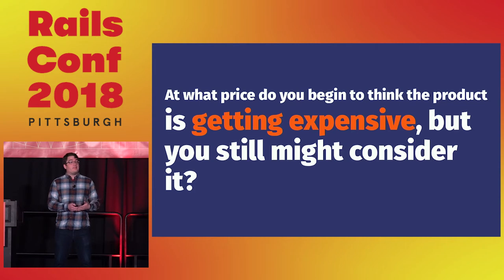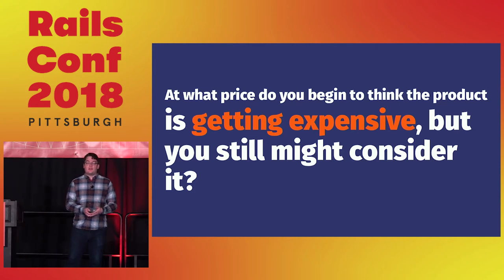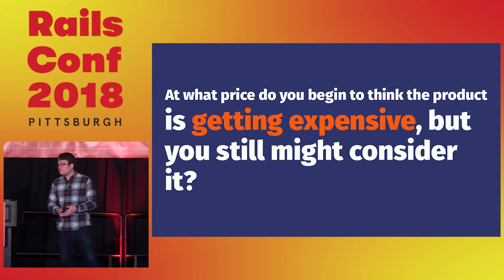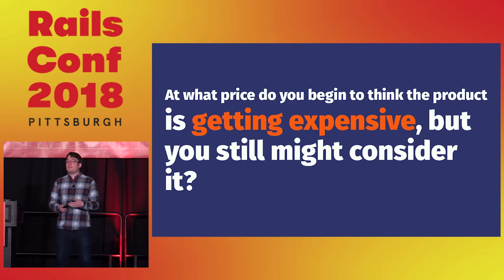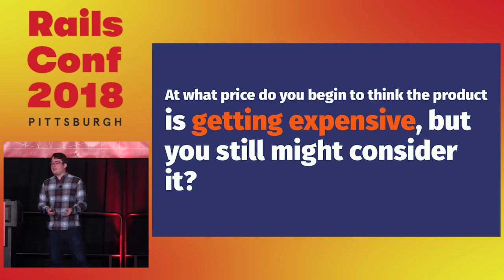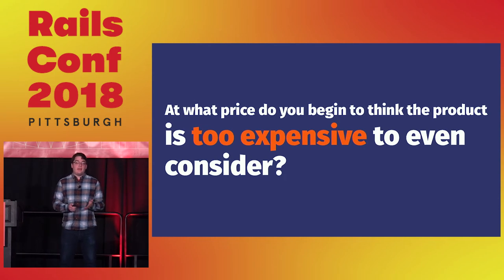Different people have different preferences, so you want to ask this third question of whether or at what price you think the product is getting expensive, but you still might consider it. In the case of a car, people want the car to be safe for their family, so they're probably willing to spend more for the car, even if it feels a little expensive, if it's demonstrably better in the safety category. The fourth question is the end of the scale, and you want to ask, at what price is it too expensive to even consider?